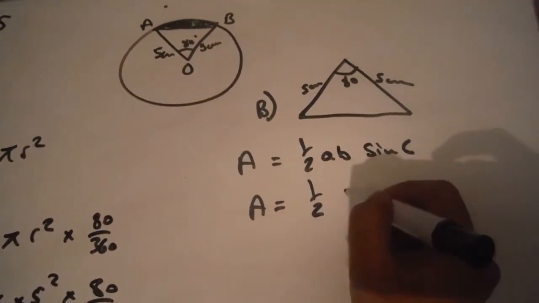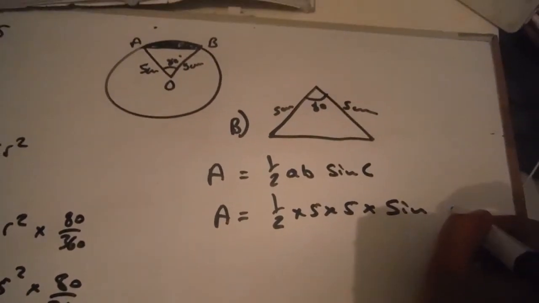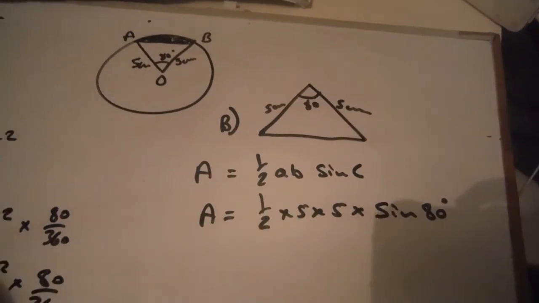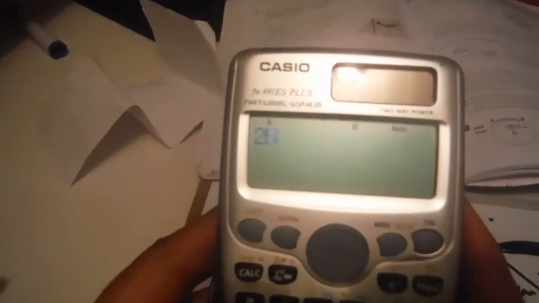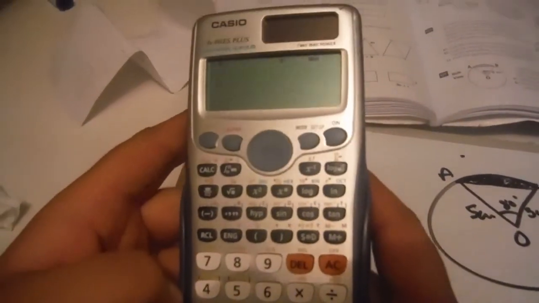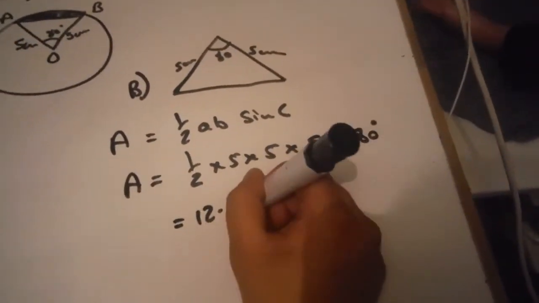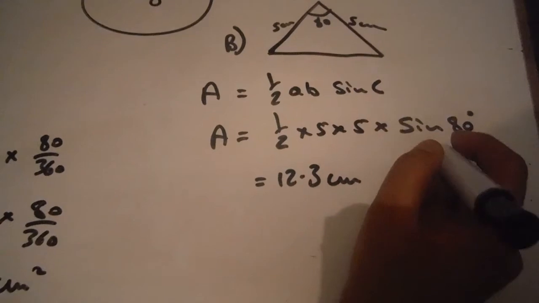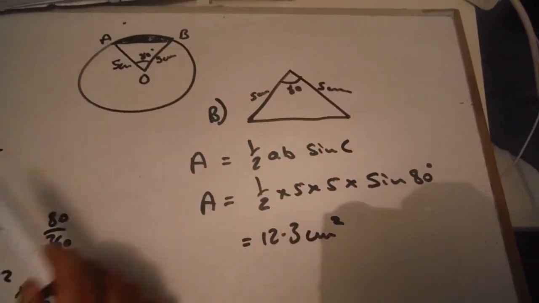That is going to be a half times 5 times 5 times sine of 80 degrees, and if we put that in a calculator, we should get 25 divided by 2 times sine of 80 degrees, which is actually going to be 12.3 centimeters squared.